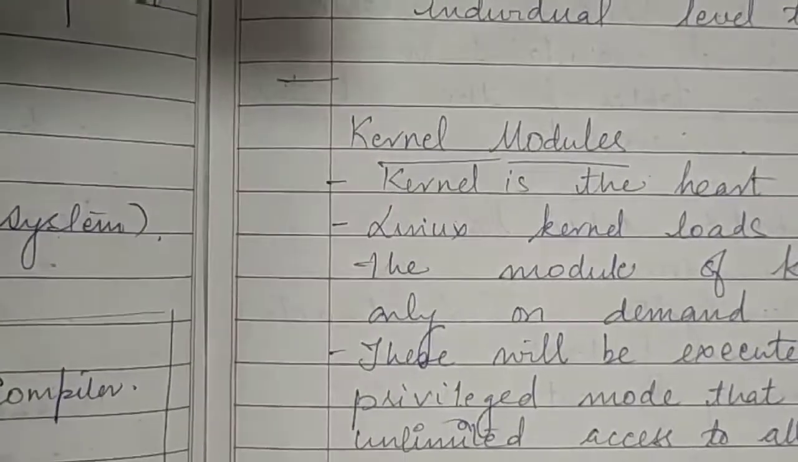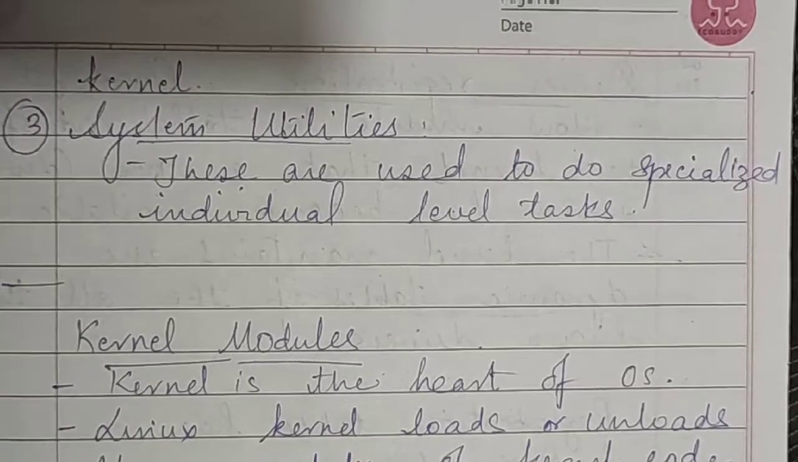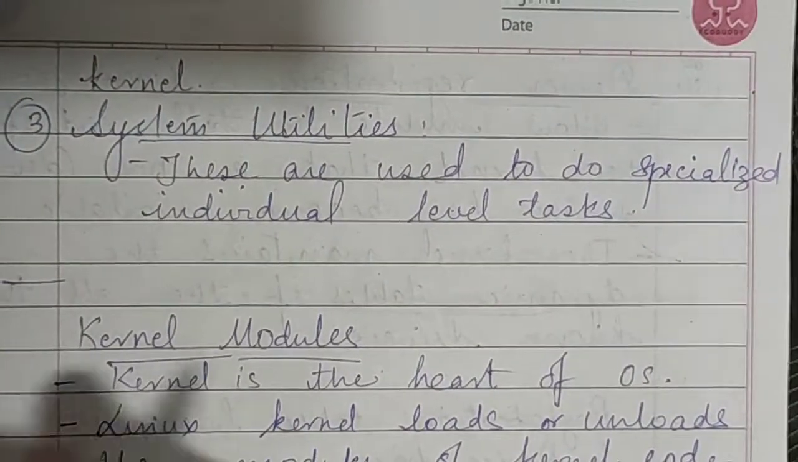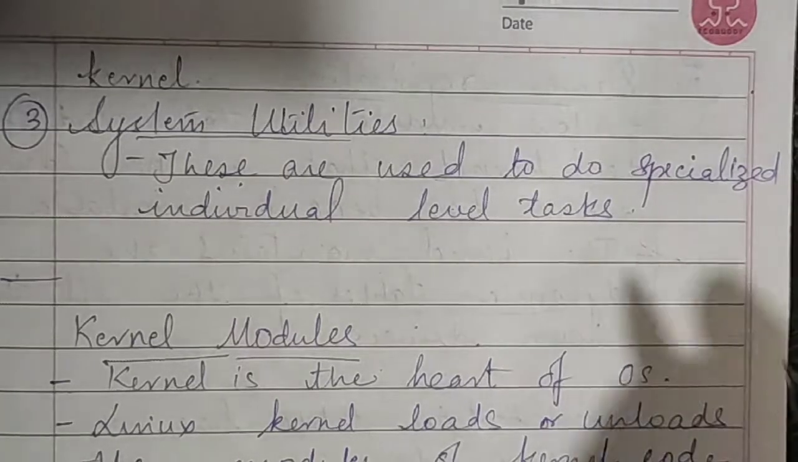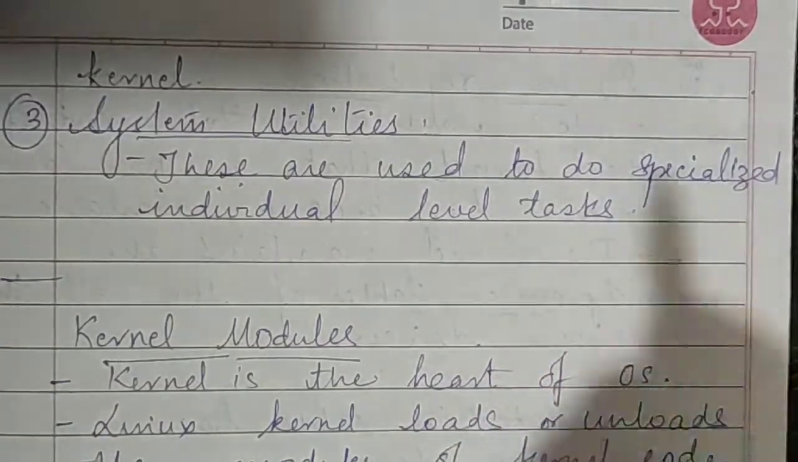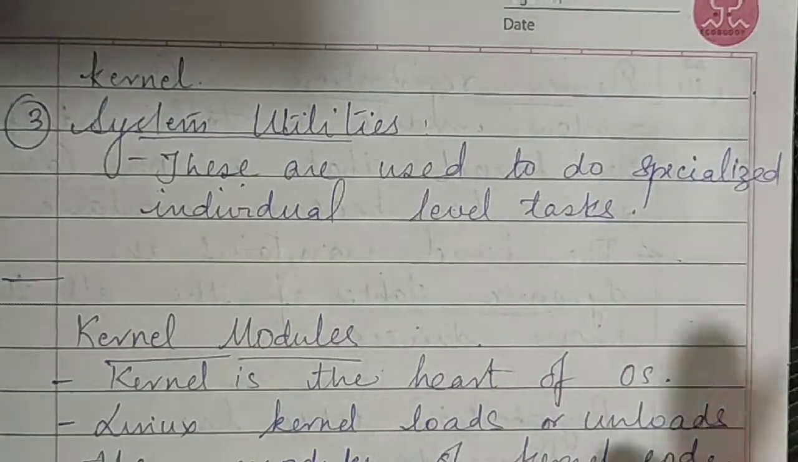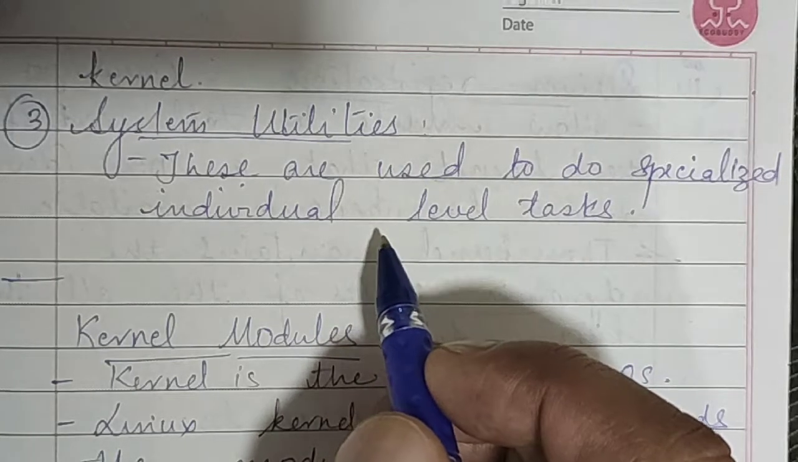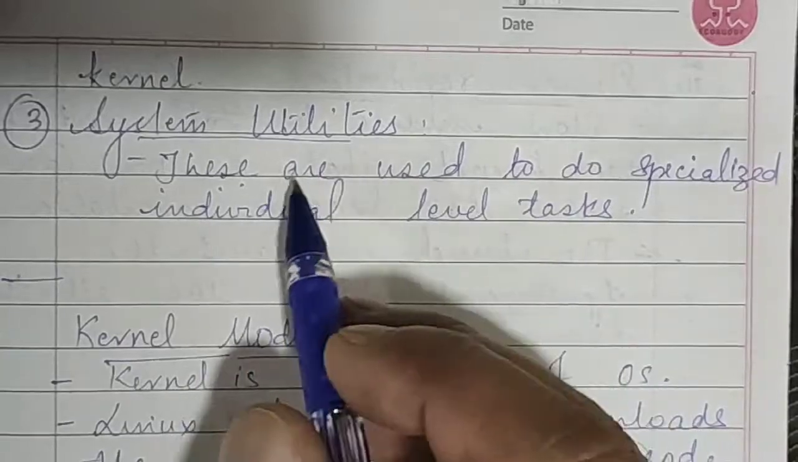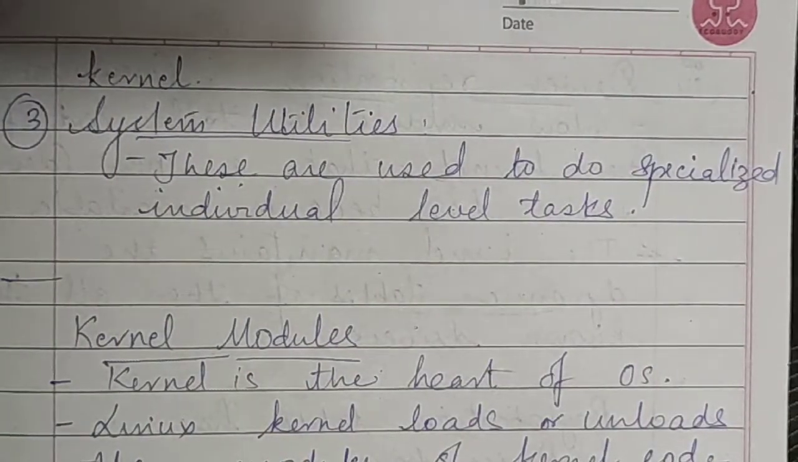Now we'll go for the next part, that is system utilities. I think it is clear to you now. These are the system utilities, and these are used to do specialized individual level tasks. For example, there are certain applications for individual processes or individual users or individual clients, and on the basis of that it has been taken up. These are the system utilities for that.